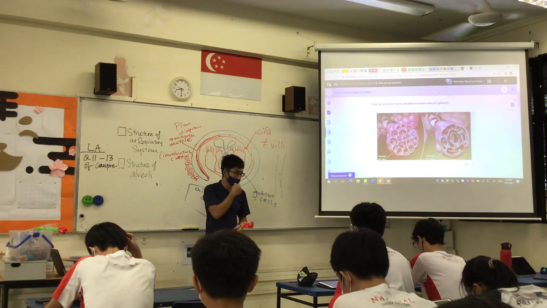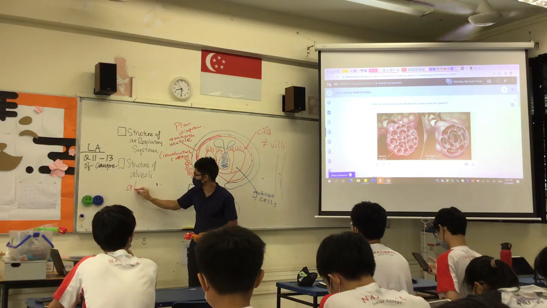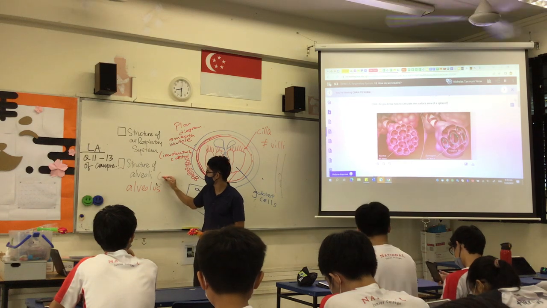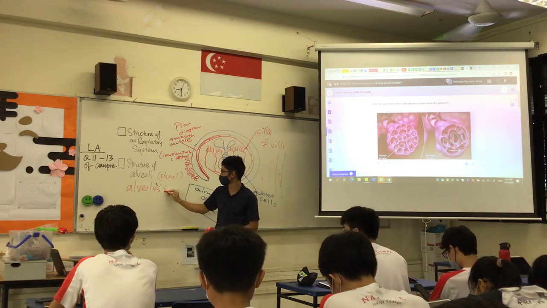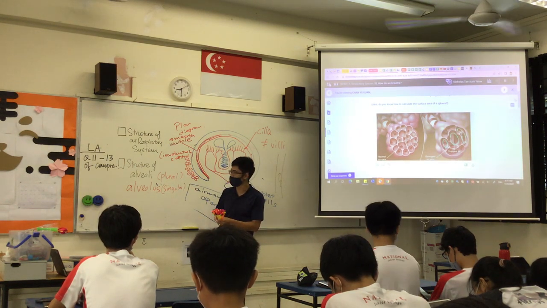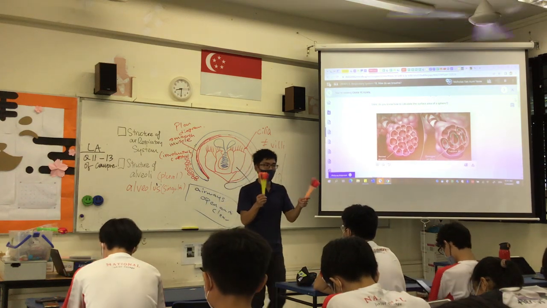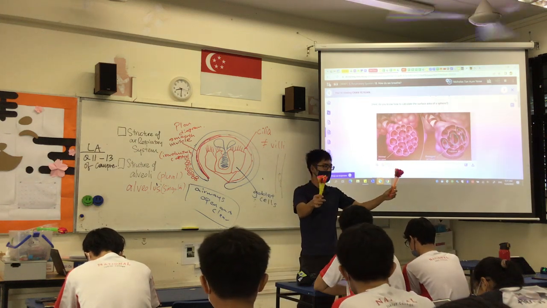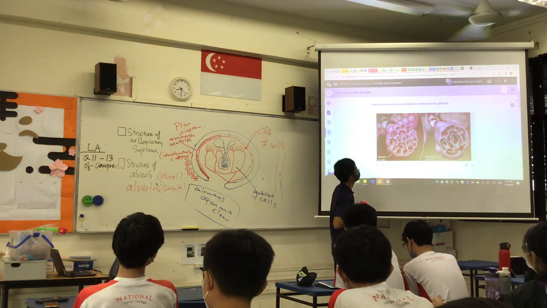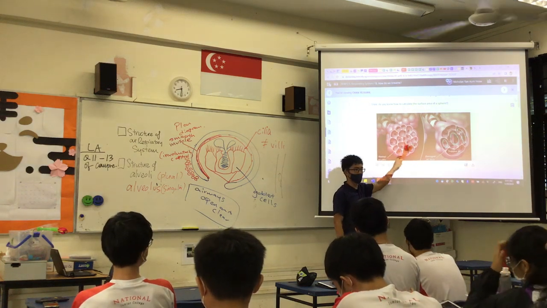We don't call it air sac anymore. We call it alveoli or alveolus. A single air sac is called alveolus. This is the plural, this is the singular. A single air sac, alveolus; many air sacs, alveoli. So we upgrade from air sacs. Here I have alveoli, lots of them, and each one is an alveolus. But when you look at the alveolus, notice that there are lots and lots of partitionings.